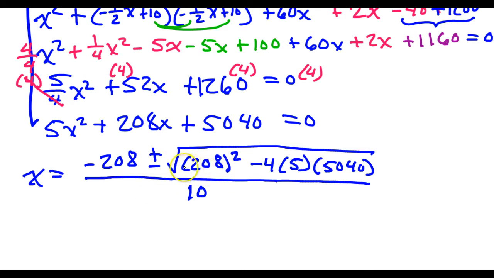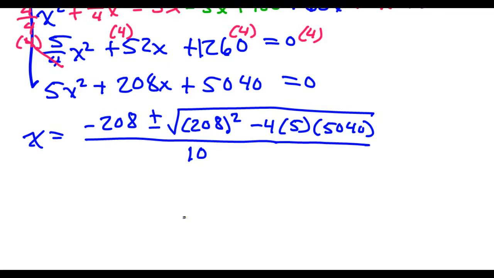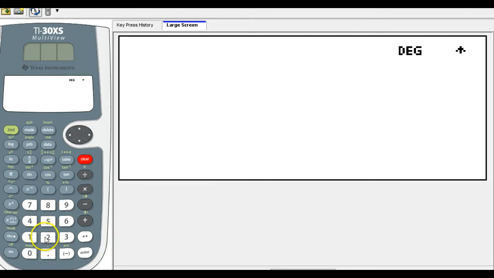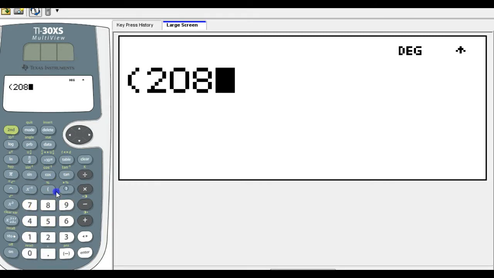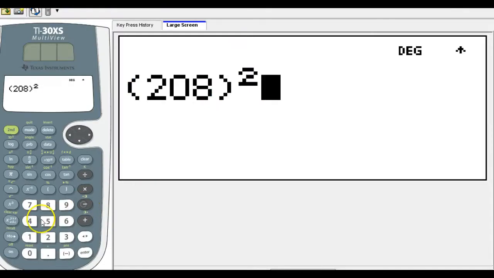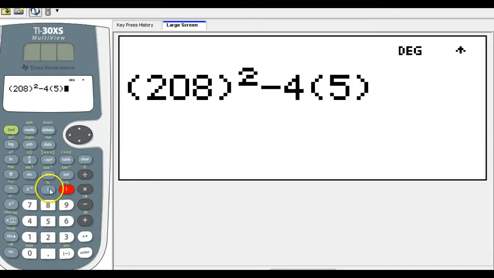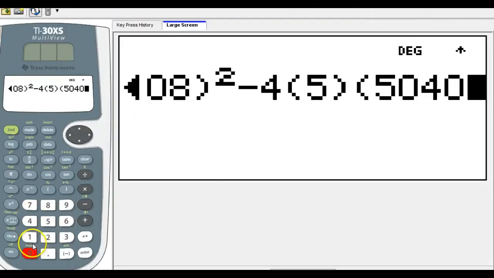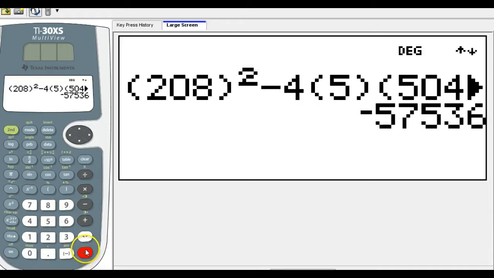Okay, I like to calculate the number under the radical by itself next. So let's see. So we've got 208 squared minus 4 times 5 times 5,040. Oh, look at what we have here. Negative 57,536.